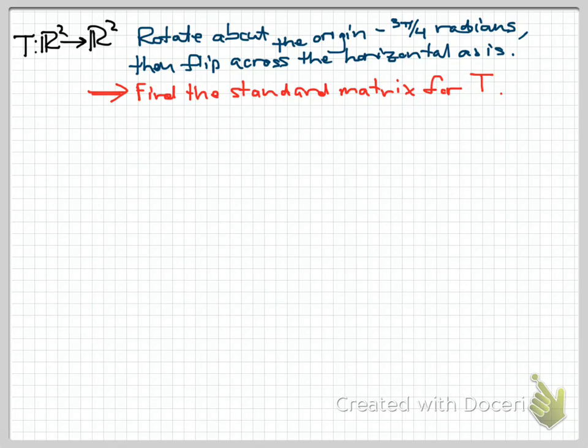There was one example we saw in class that we didn't quite get all the way through, or didn't get to at all, and it's this one about finding a standard matrix for a transformation. So we have a transformation that goes from R2 to R2, and the way it works is when you put a vector into this transformation, it rotates it about the origin by negative 3 pi over 4 radians, and then flips the result across the horizontal axis. What we're going to try to do here is find the standard matrix for T.